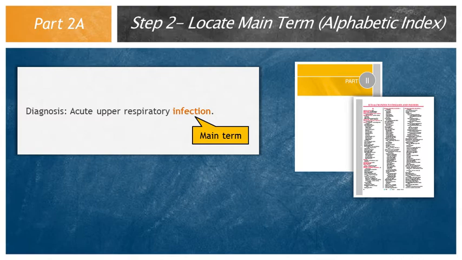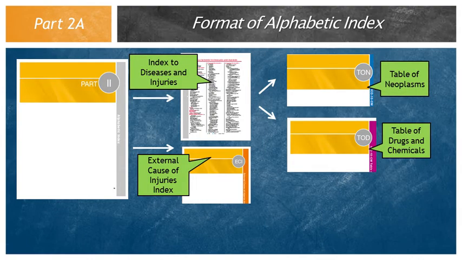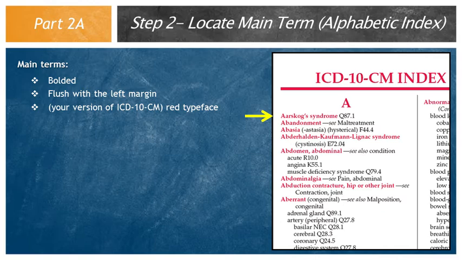Let's take a minute to review the organization of the alphabetic index. The alphabetic index is divided into the Index of Diseases and Injuries and External Cause of Injuries Index. Within the Index to Disease and Injuries are the Table of Neoplasms and the Table of Drugs and Chemicals. For this case study, you will use the Index to Diseases and Injuries.